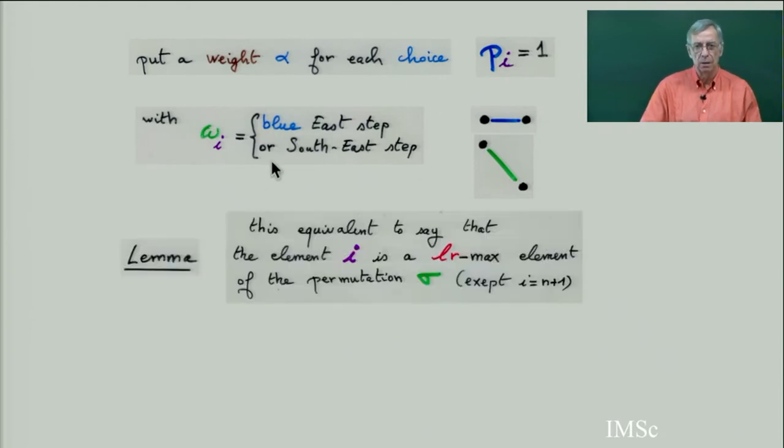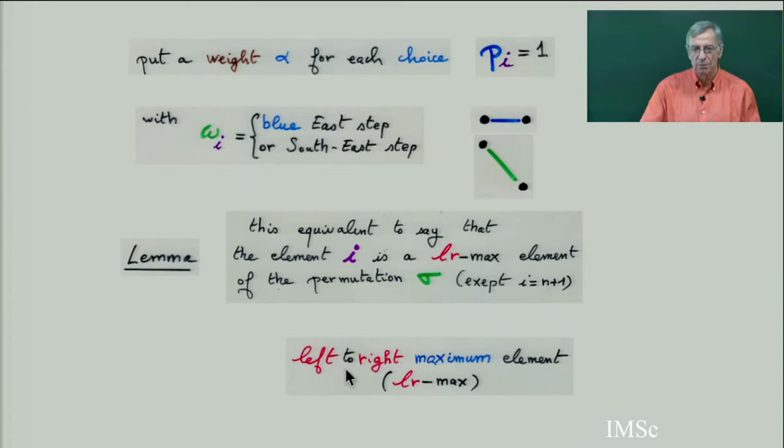So each time you have an east step or a southeast step with the first choice, then I put a weight alpha. And this is equivalent to saying, a little lemma, that the element i is a left to right maximum element in the permutation sigma, except the last one, i equal n plus one. See, left to right maximum element. We defined left to right minimum element last time, but here it's left to right maximum element. So when you read the permutation as a word from left to right, it's an element where there is no element on the left which is bigger than the element itself. So I will give a hint of the proof of this.